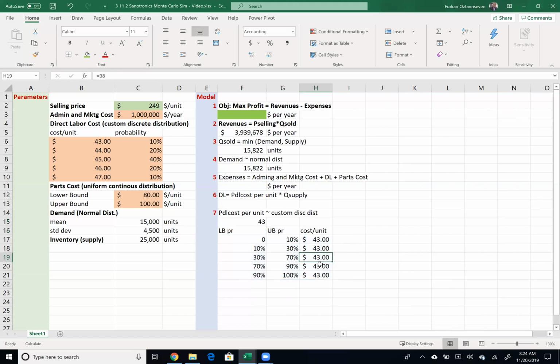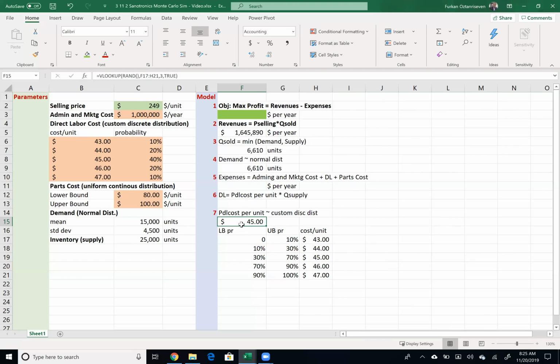These numbers are not refreshed though. I will press F9 a few times to make sure that my numbers are refreshed. So as you see now, the probabilities, cumulative probabilities, and their corresponding cost per unit. So randomly, when I press F9, I ended up with $46. Whenever, of course, I press F9 more, this random number changes.